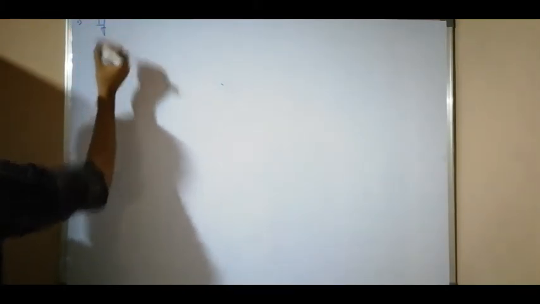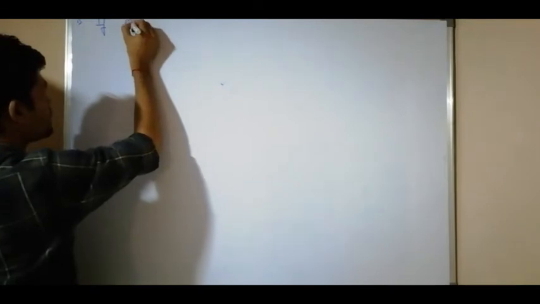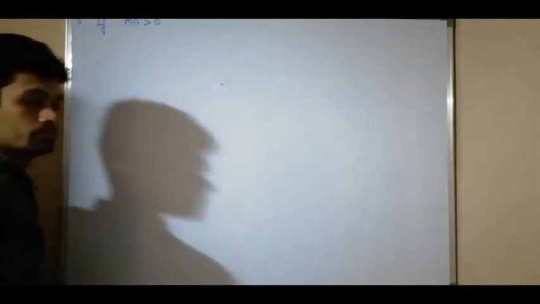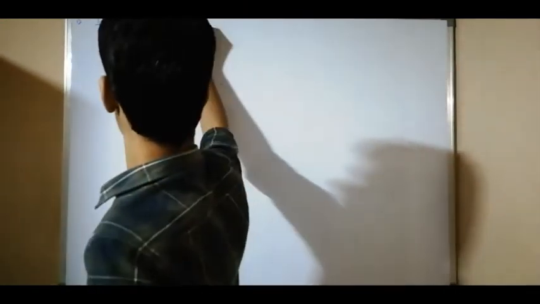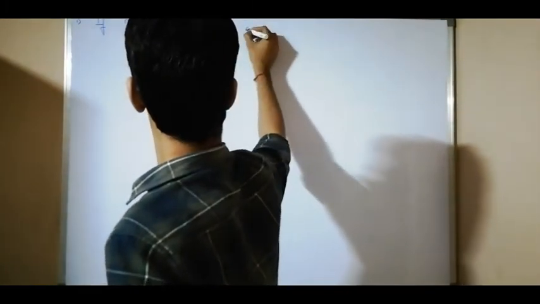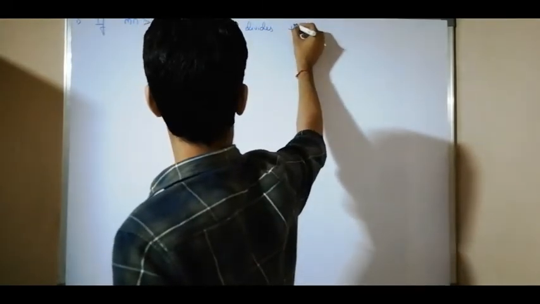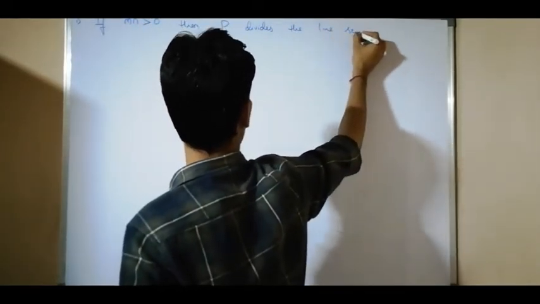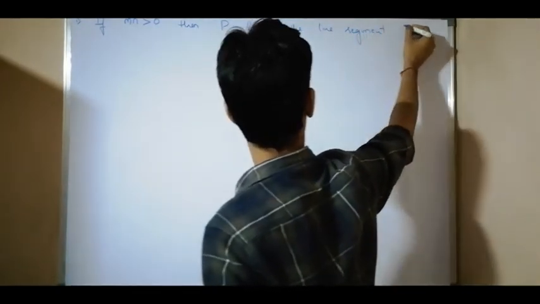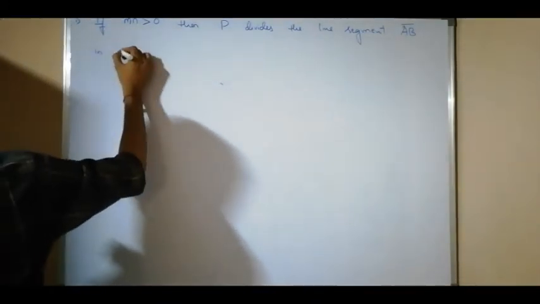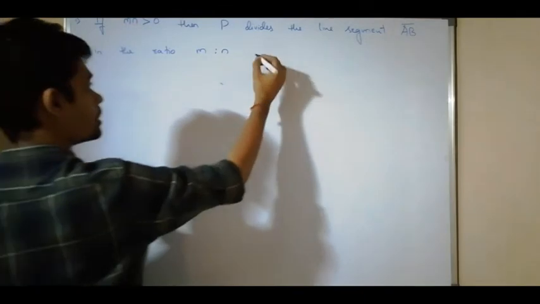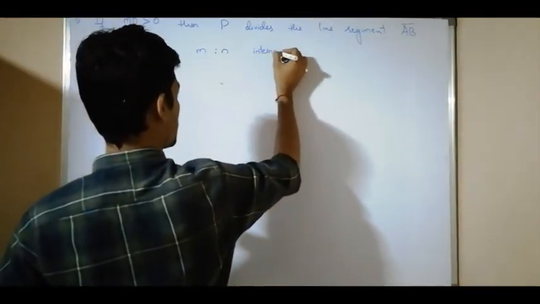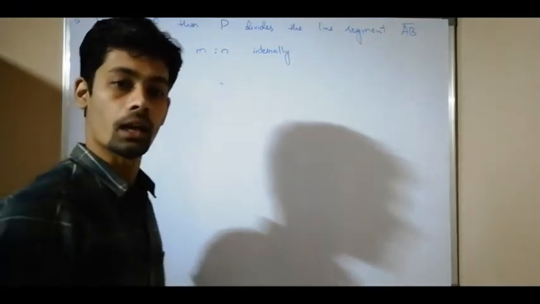If m into n is greater than 0, then P divides the line segment AB in the ratio m is to n internally.